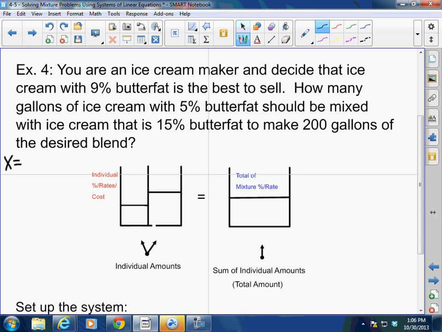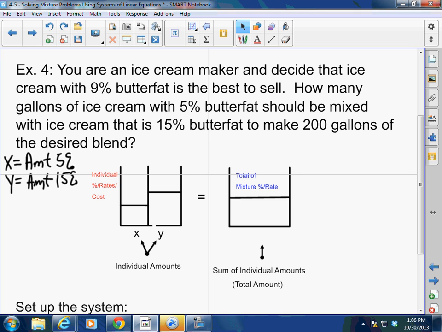What do you want X to be? The amount of 5%. What do you want Y to be? The amount of 15%. Right? You guys with me? So I have an X and I have a Y. Okay, what's the percentage of the X? Guys, read. What is the percentage of the X? 5%. What's the percentage of the Y? 15%. Okay. How many total gallons am I creating? So X plus Y has got to be 200.